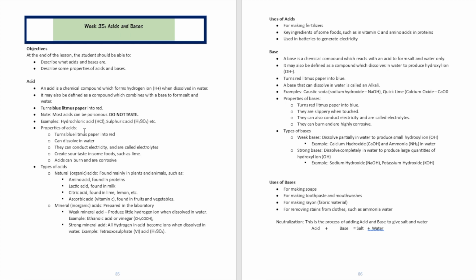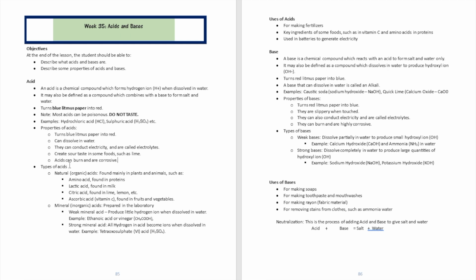What are certain properties of acids? It turns blue litmus paper into red, can dissolve in water, and can conduct electricity, and they are called electrolytes. Say that with me: electrolytes. Acids create a sour taste in some foods. For example, lime, the reason lime is sour is because it is acidic. And acids can burn and are corrosive, so you don't want to play with acids.